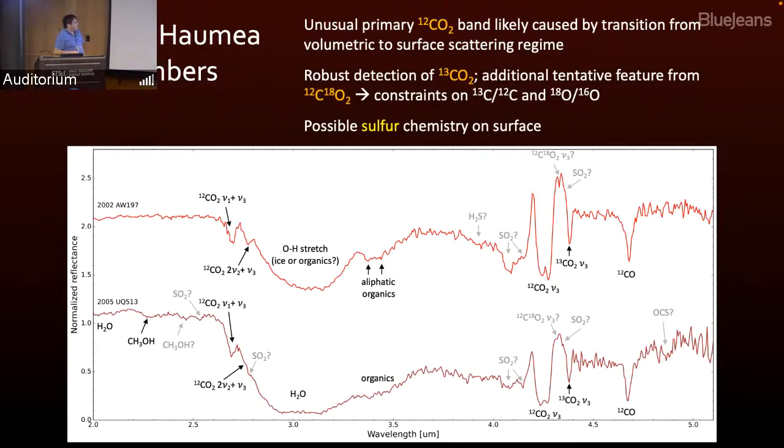In addition, we have a very strong, robust detection of 13CO2, the heavier isotopic form, as well as tentative detections of a band that is attributed to 12C18O2. Together, modeling these, we can actually get novel constraints on the isotopic ratios of carbon and oxygen, which have fundamental implications for the cosmochemistry of the outer protoplanetary disk. In addition, we have a range of possible detections of sulfur-bearing species, and if confirmed, this would be the very first robust confirmation of sulfur chemistry on the surface of a TNO.